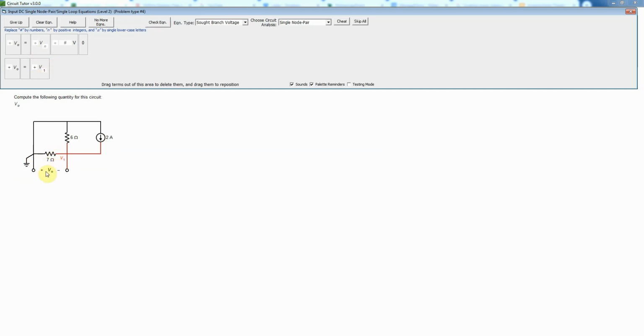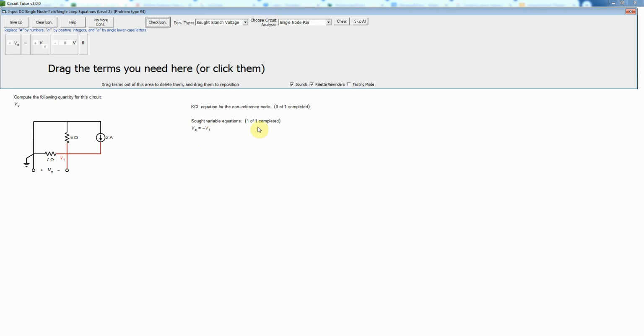But notice that the V0 has a plus sign on the reference node and a minus sign on V1, so that requires a minus sign here in order to be correct. So when I check that, that is correct. And now I also need a KCL equation in this case, or Kirchhoff current law equation. So that means I'm going to add the node currents leaving a node. And so that's a new type of equation we're going to be using here.